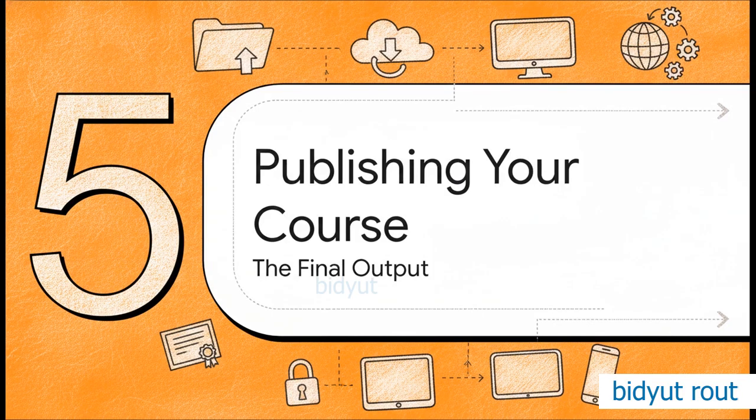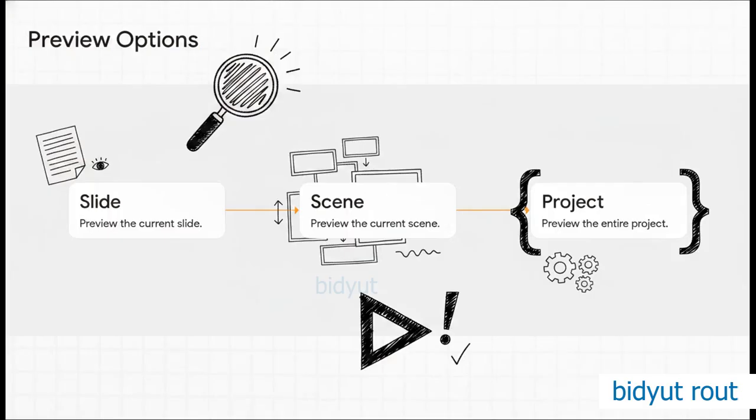And finally, Section 5, Publishing your course, the final output. Okay, before you hit that Publish button, you always have to hit Preview. Think of this as your final moment of truth. Storyline gives you 3 really handy options here.